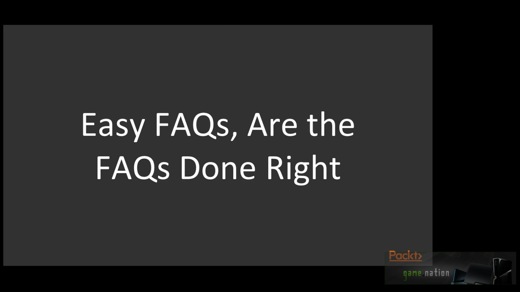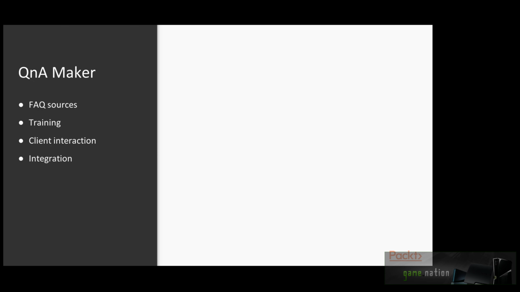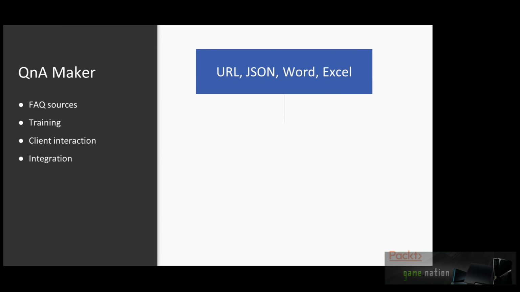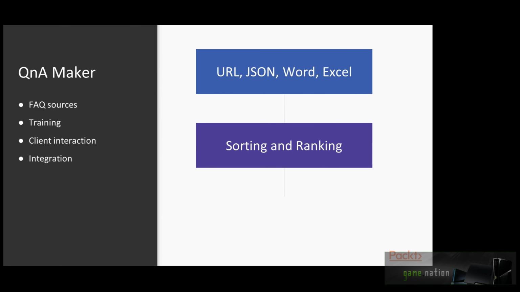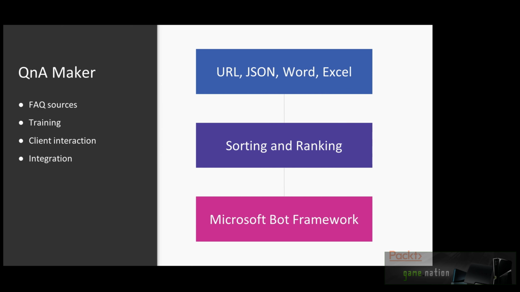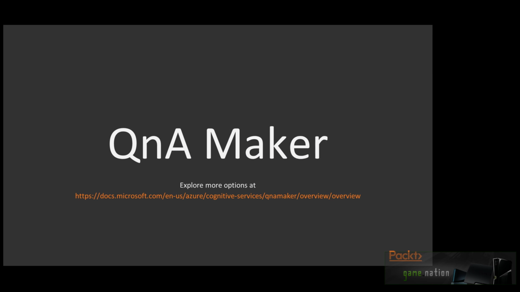I personally believe that the easy FAQs are the FAQs that are done right. So for example, if your user can quickly go ahead and read a question, get an answer, that is the FAQ that your users are going to love and enjoy reading and sharing with other friends as well. And that is where Q&A Maker comes into the scene. Your Q&A Maker can take any source, whether a URL, a JSON document, a Word file, an Excel sheet of questions and answers. It can then go ahead and sort, rank, and order all those questions and build up its own machine learning model of questions and answers. It can then go ahead and utilize the Microsoft Bot framework and provide answers to your customers. You can go ahead and read more about the Q&A Maker on this link by Microsoft.